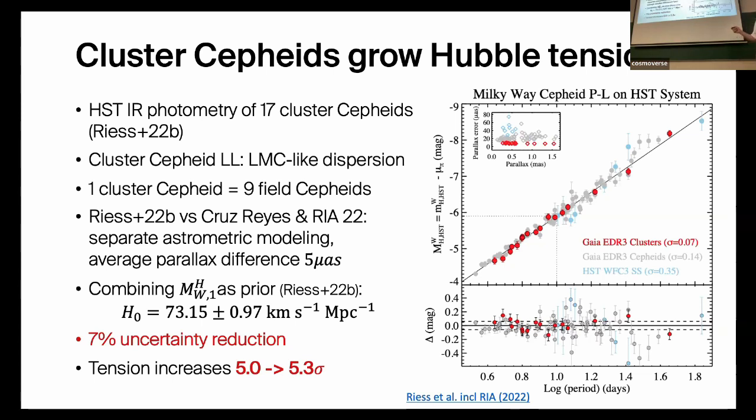And combining our measurements, we get to this value of the Hubble constant, which corresponded to a 7% reduction in uncertainties and an increase in the tension with Planck to 5.3 sigma.